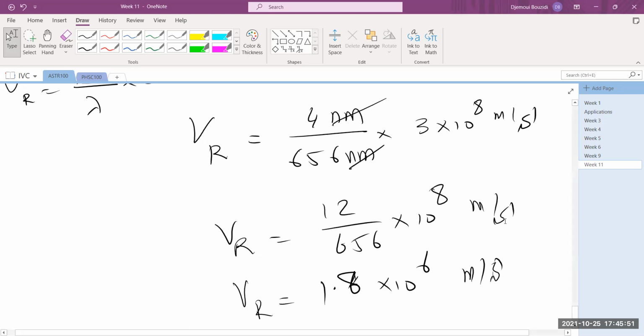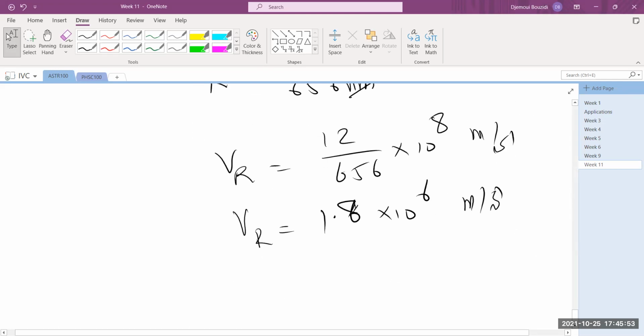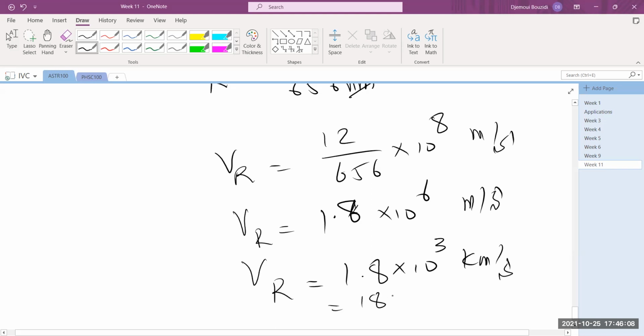Okay, it's a big number, of course it is. So this is moving super fast. This is how we discovered that the galaxies are actually receding away from us, at 1.8 times 10 to the power 3 kilometers per second, obviously, 1,800 kilometers per second. It's a big speed, of course it is. Delta lambda is big.